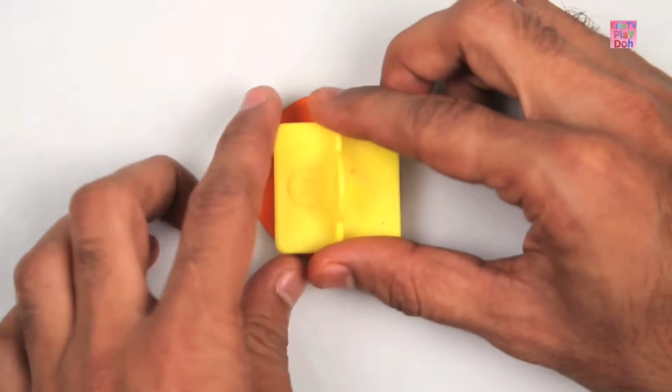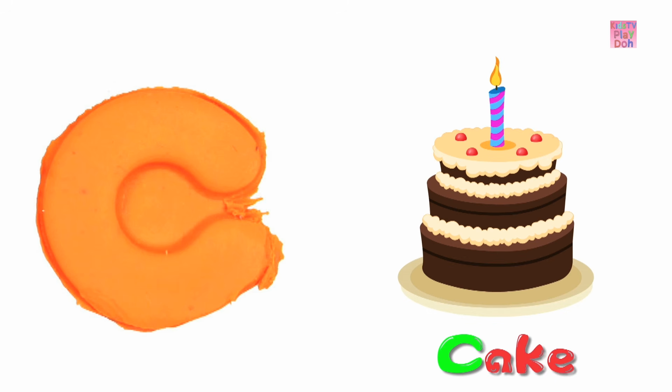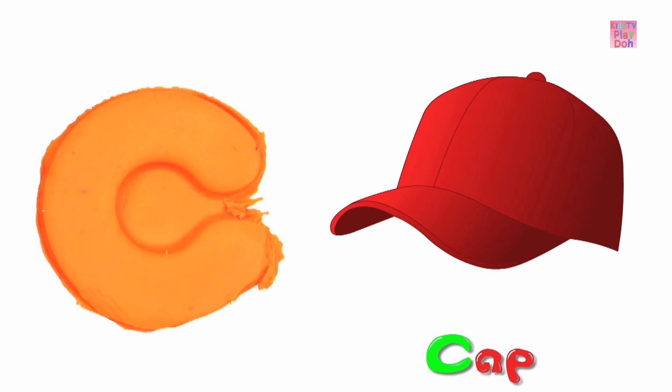Here comes the letter C. C. C is for cat. Cat. C is for cake. Cake. C is for car. Car. C is for cap. Cap.